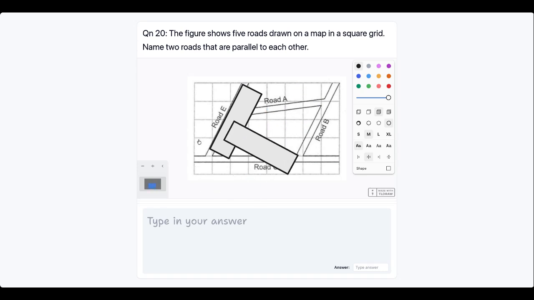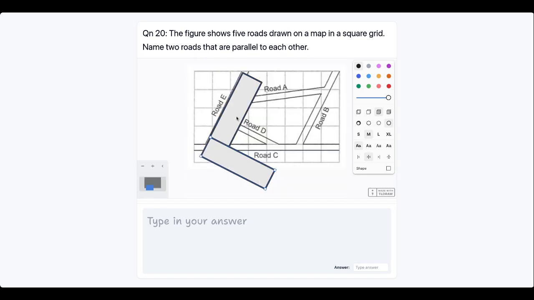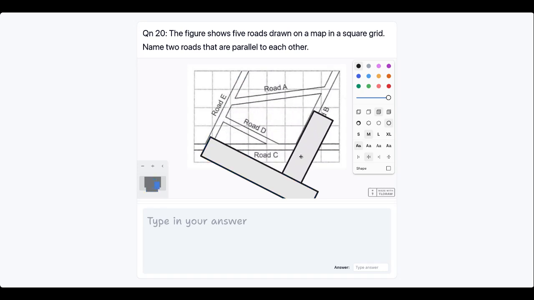Okay, so 2 rulers. First make sure to create an L shape over here. So you can find 2 straight things and align like this. Make it as long as it can. So we want to compare road E to road B. So road E over here, you slide down to road B, and then you can see that they are parallel.